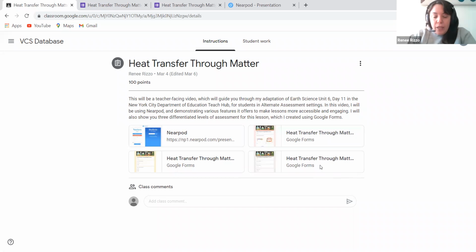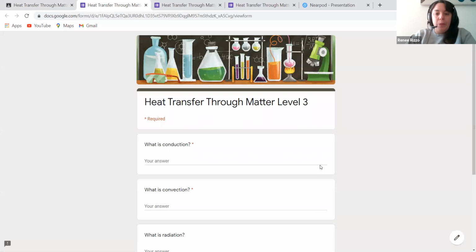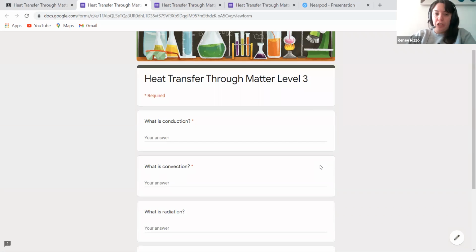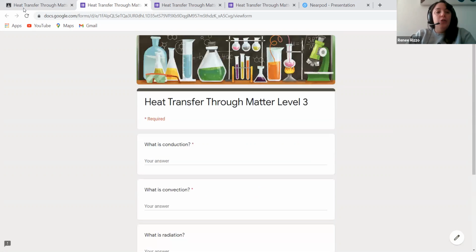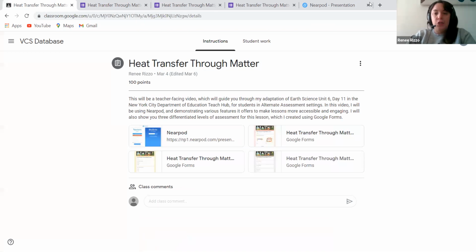And finally, for level 3, which would be our most challenging level, what is conduction? And students answer it open-ended. What is convection? Students answer open-ended. What is radiation? And what would you use a convection oven to make and why? So this is how you really assess if students got the main concept.